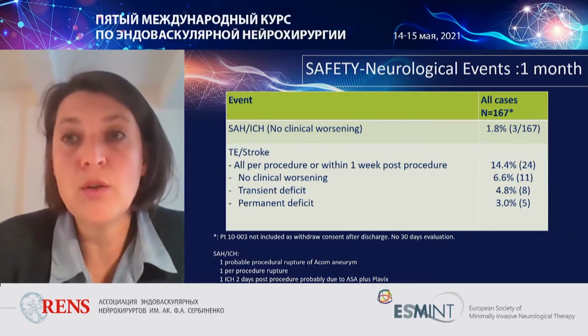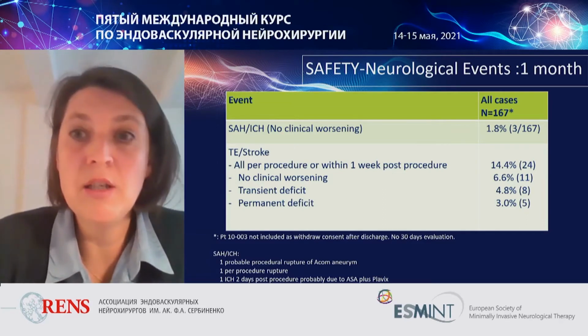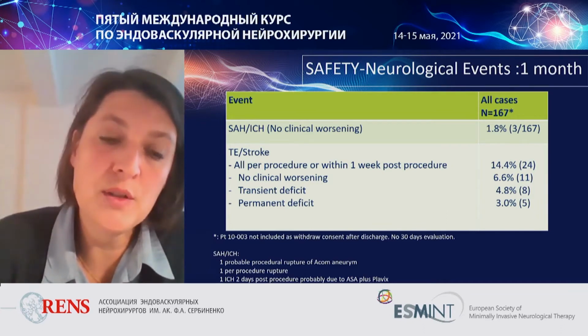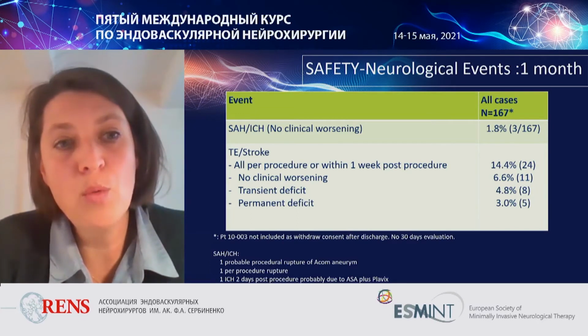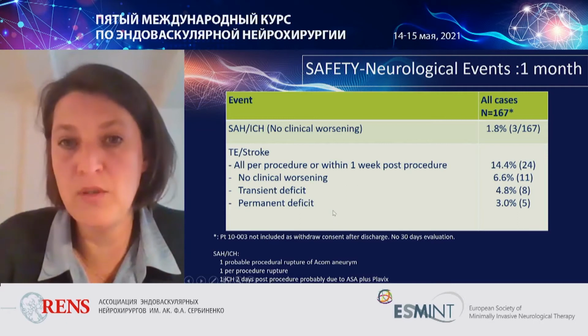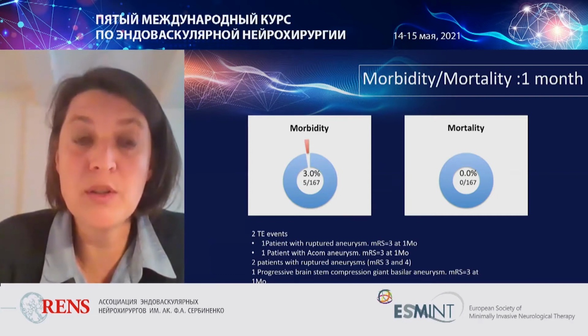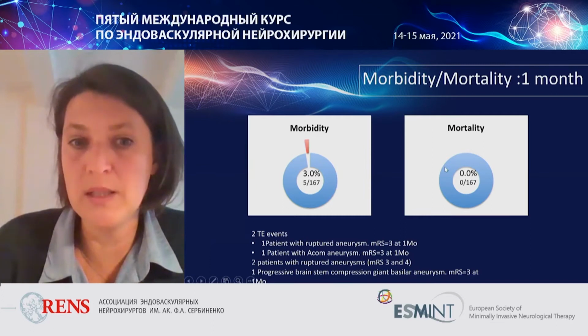Regarding safety, at 1 month, neurological events were SAH or ICH in 3 people, and probably 2 were aneurysm procedure related. The main complications came from thromboembolic events in 24 patients, but only in 5 patients leading to permanent deficits. So morbi-mortality at 1 month is 3% regarding morbidity and 0% in terms of mortality.